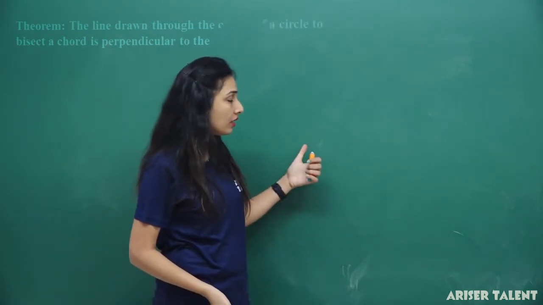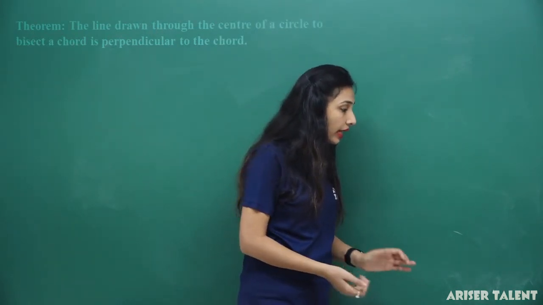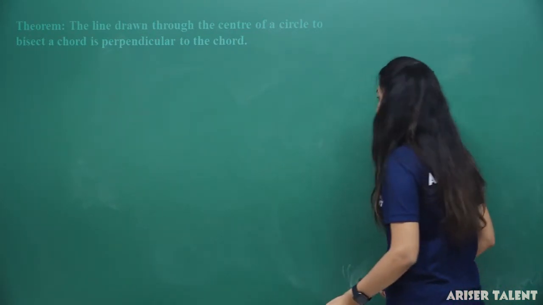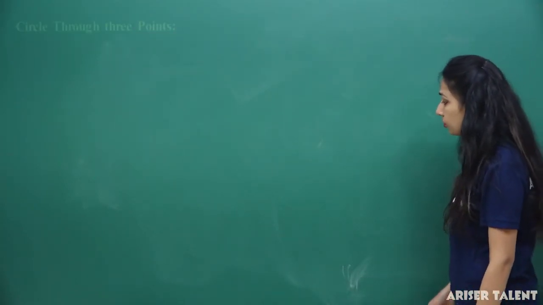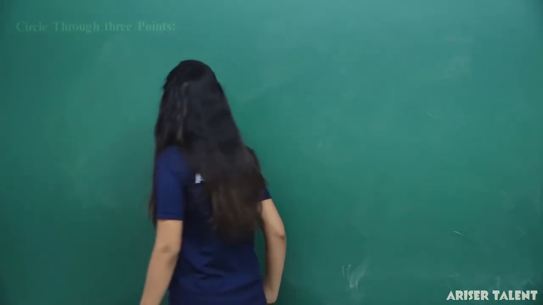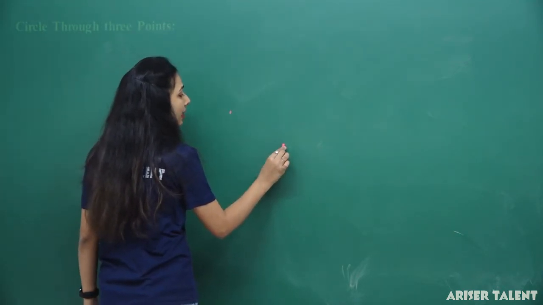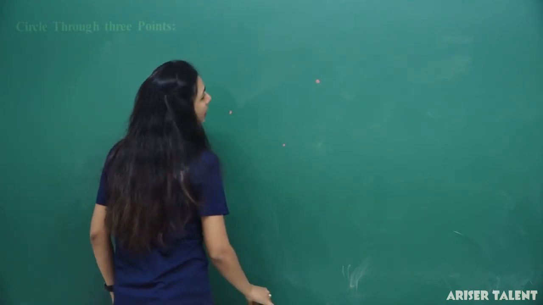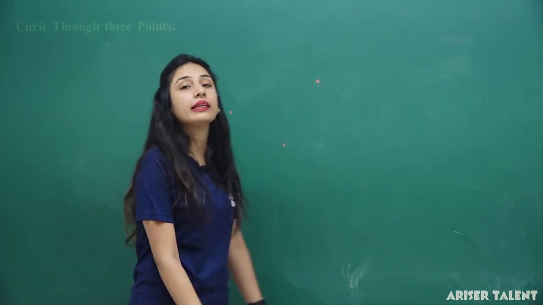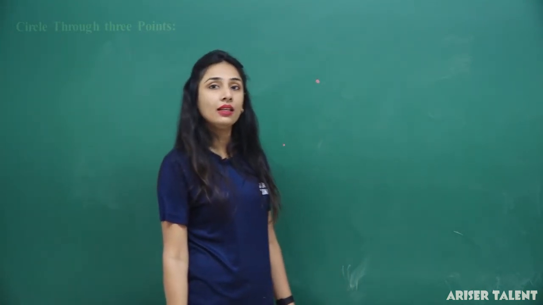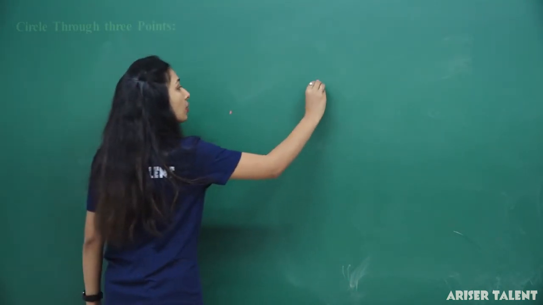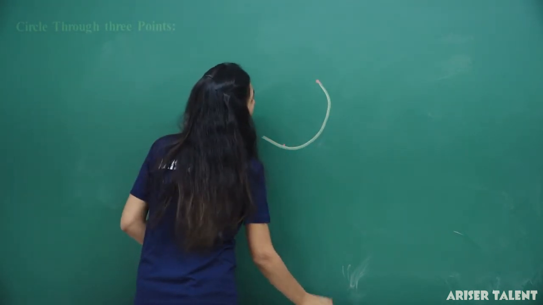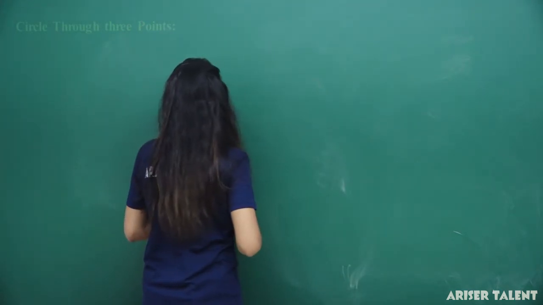So in that case we think like this. Okay, so our next topic, what is our next topic? Circle through 3 points. So it means that we are having 3 points here. Okay, now I have to draw a circle through these 3 points. I have to take these 3 points again. Okay.